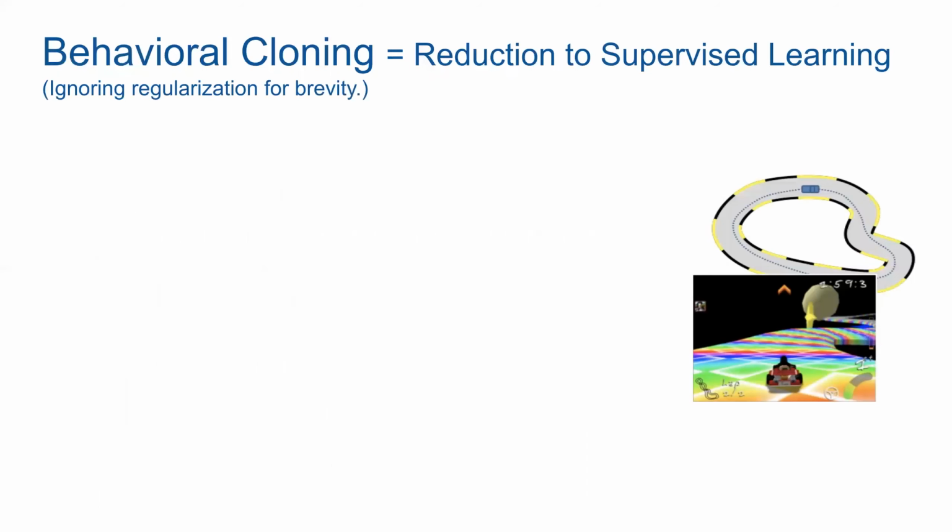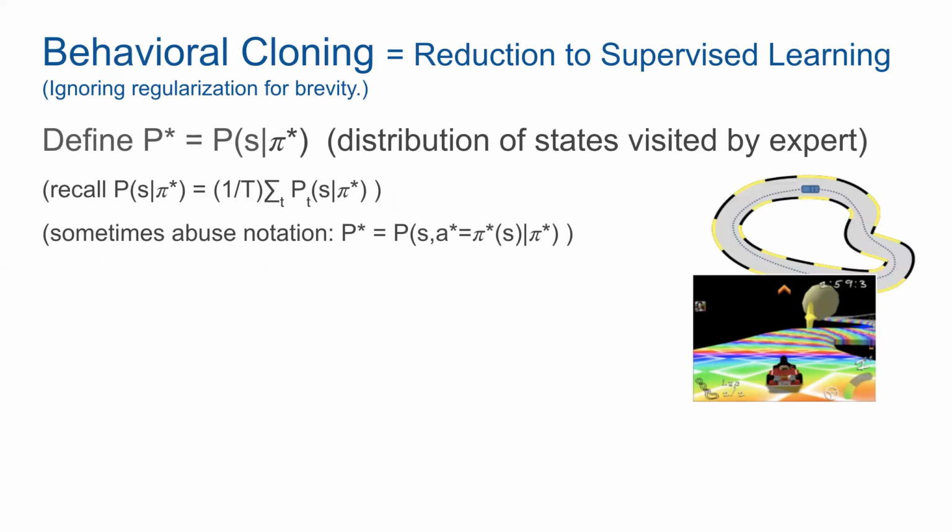So now let's talk about behavior cloning, which is the simplest version of imitation learning. It's literally just a straight up reduction to supervised learning. We define P star as the distribution of states visited by the expert, and this is averaged across all time steps.